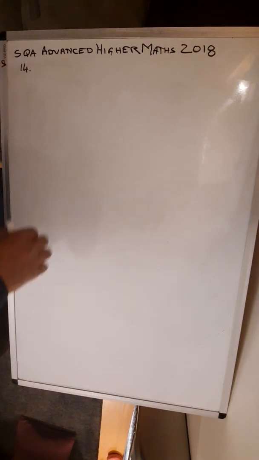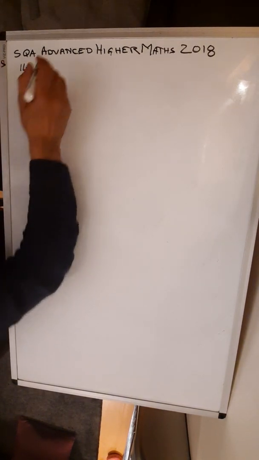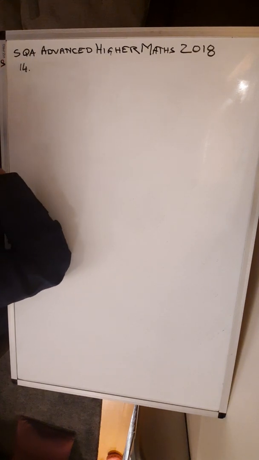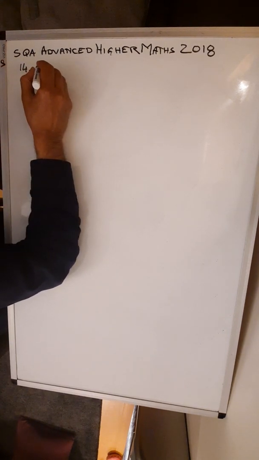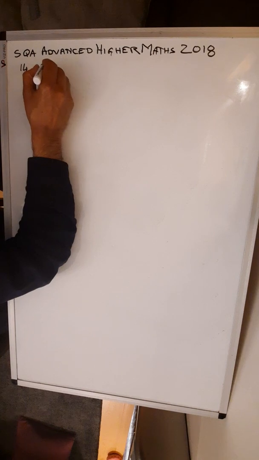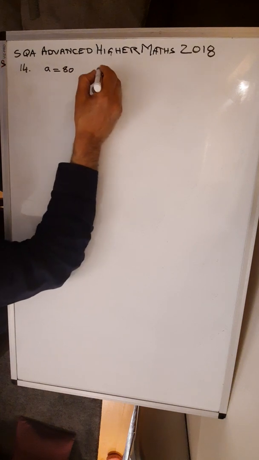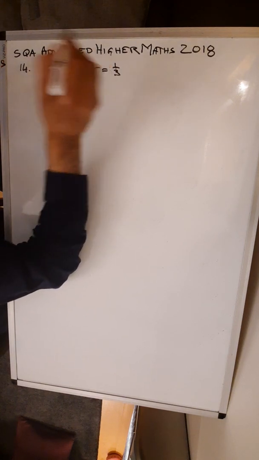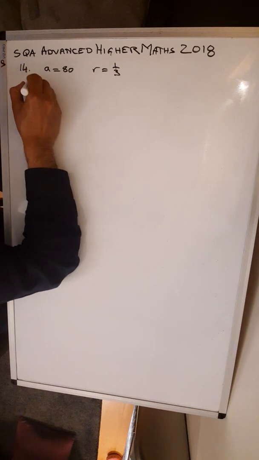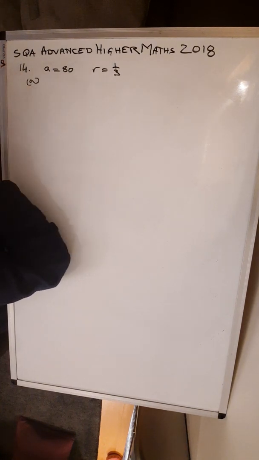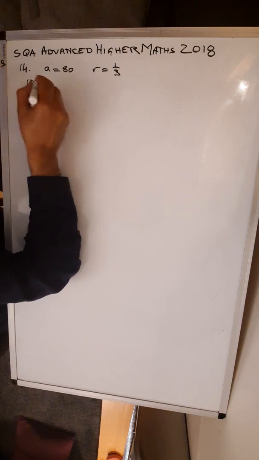SQA Advanced Higher Maths 2018, question number 14. A geometric sequence has first term 80, a equals 80, and common ratio 1/3, r equals 1/3. Part a, for this sequence, calculate the seventh term.